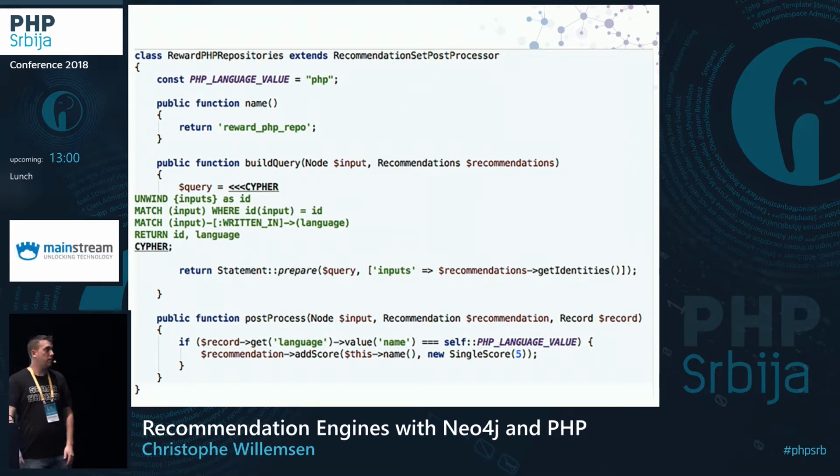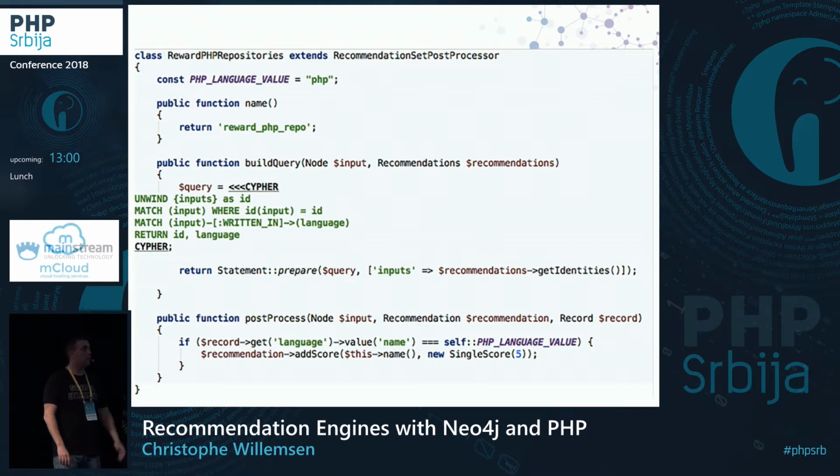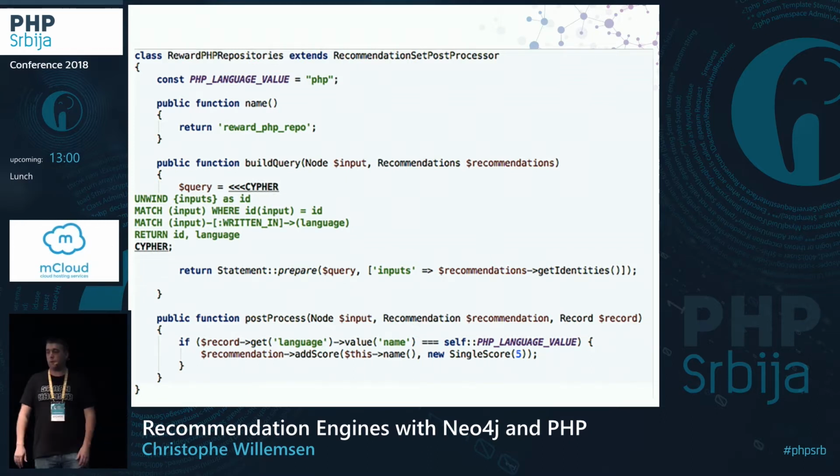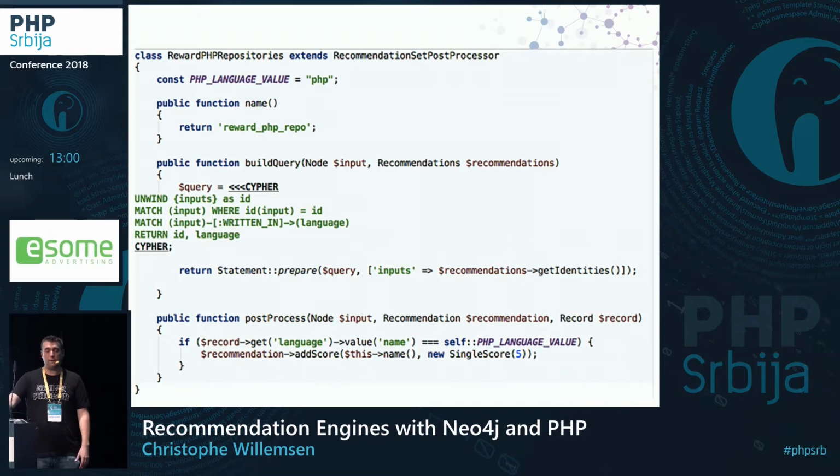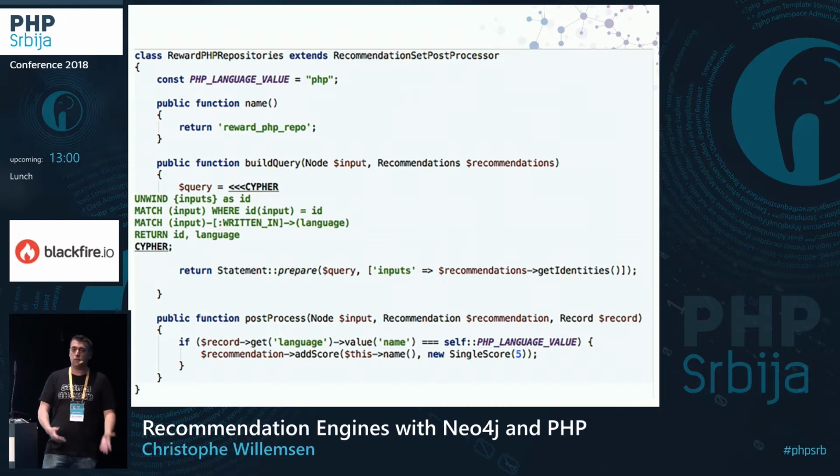Then you post-process. So here, I want to say, okay, if the repository recommended is written in PHP, add more points to this item. So you just say, okay, once I have results, find in the graph in what language it is written, and return the language. And automatically, the score will be enhanced to match this language.